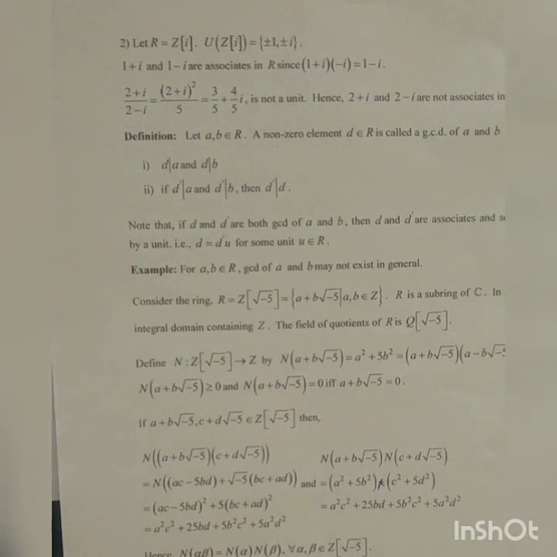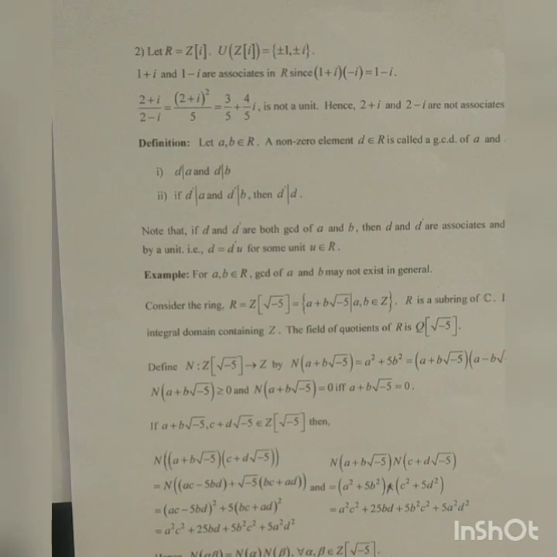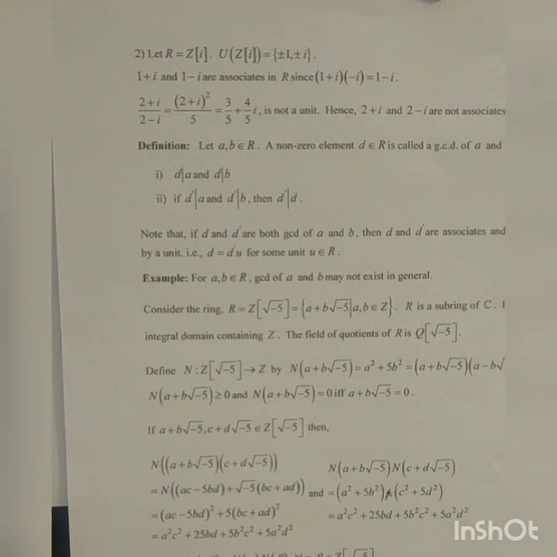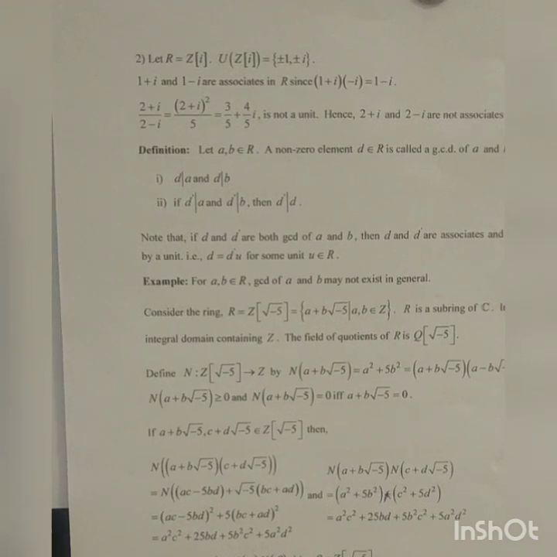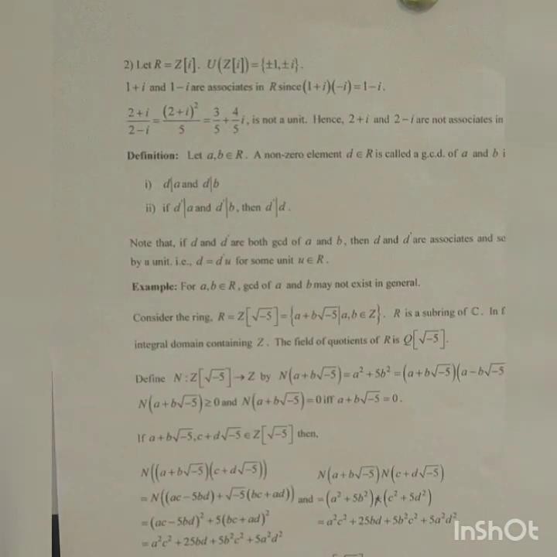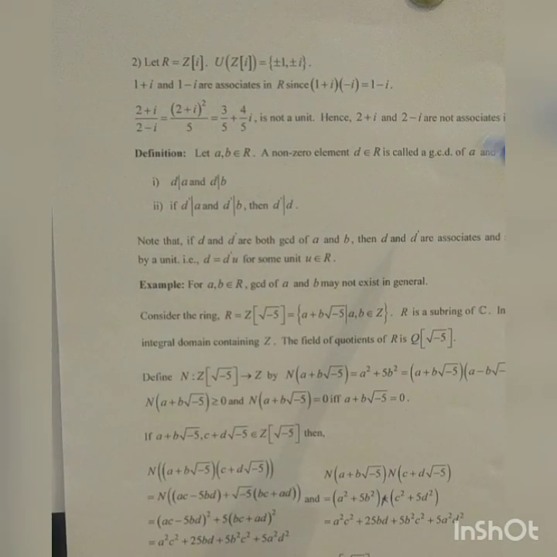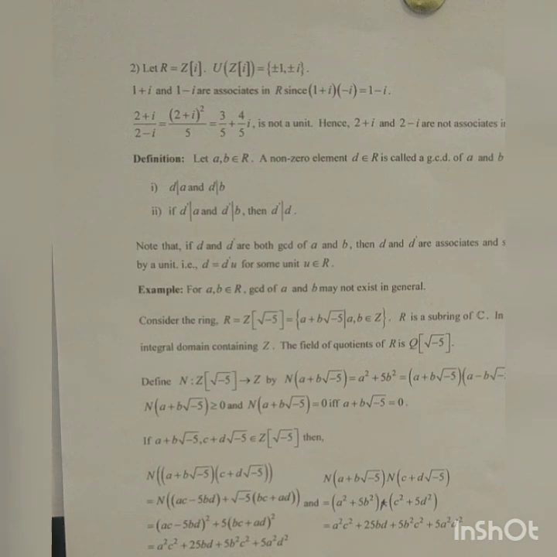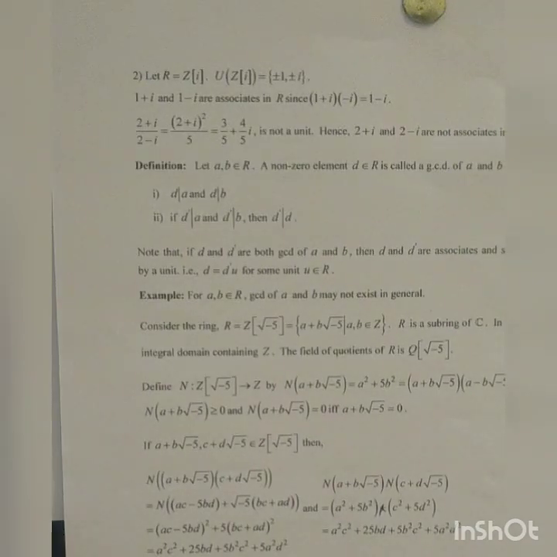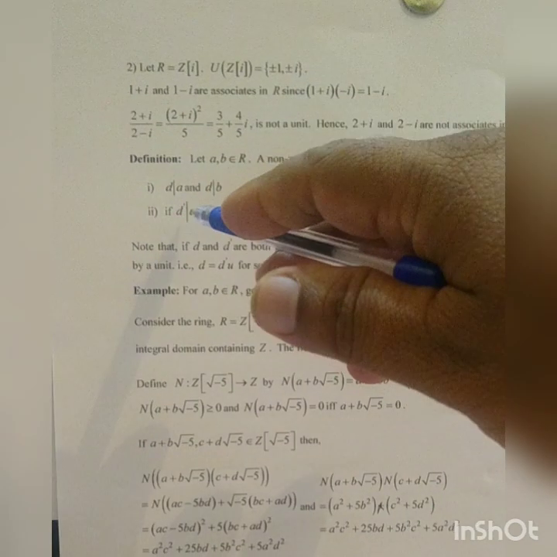Now we will define one more concept. Suppose A and B are any two elements from R, and D is any non-zero element of R. Then D is called the GCD of A and B, provided D is a common divisor of A and B, and further, if D dash is any other common divisor of A and B, then D dash must divide the greatest common divisor.